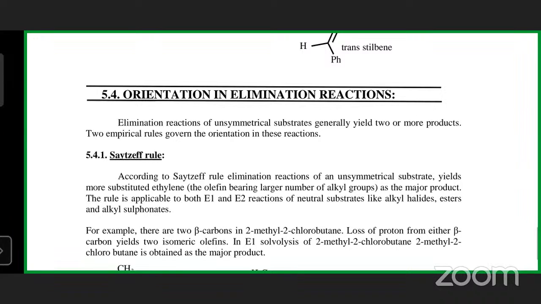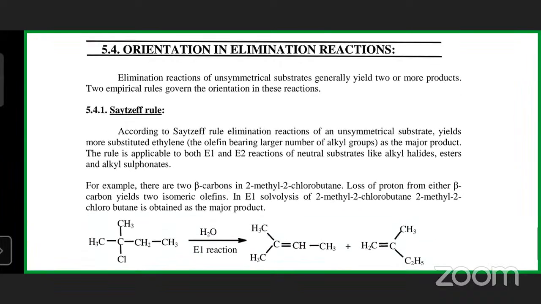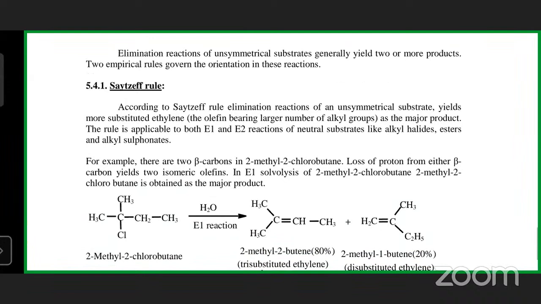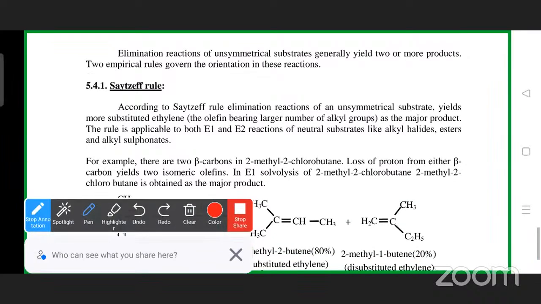For example, if more than one side has beta hydrogens available, then from which side is the elimination of the group or the atom preferable? To explain this orientation of elimination reactions, there are some rules, and according to those rules we will follow the elimination reactions. First we'll see the Saytzeff rule.